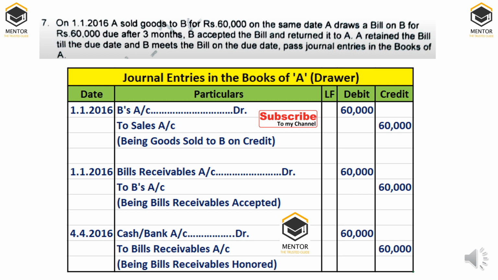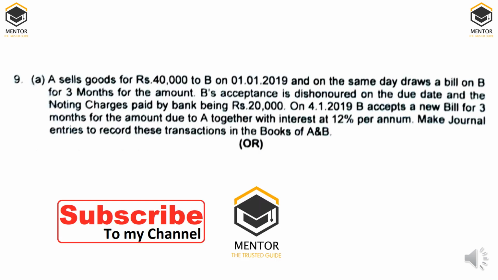We'll take up the long question. A sells goods for Rs 40,000 to B on 1/1/2019 and on the same day draws a bill on B for 3 months for the amount. B's acceptance is dishonoured, in the sense B accepted and the bill got dishonoured on the maturity date, and the noting charges paid by the bank were Rs 20,000.